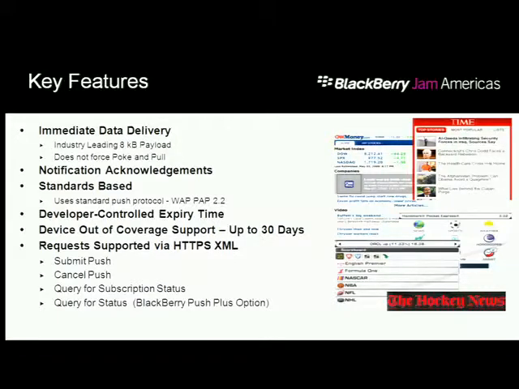So if your application is time critical, such as a weather application, and if the user's out of coverage, you want to expire the first push before you send the second push. We also support a device being out of coverage for up to 30 days with Push Essentials. If reliability is not of importance to you, so if the device is out of coverage, and assuming that it comes back in coverage within 30 days, that push will be delivered to you. So it is actually queued by our infrastructure.